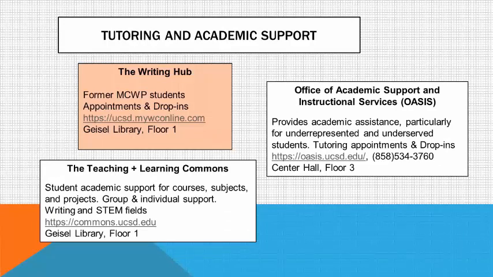Tutoring and academic support. We're very excited actually to be able to say that we have 3 different places for academic support and tutoring. First one, which is most applicable to us, is the Writing Hub. This is often manned by former Muir College Writing Program students. So if you get a tutor there, you can always see if a Muir Writing student was available. There is also the Office of Academic Support and Instructional Services, or OASIS. This provides academic assistance, particularly for underrepresented and underserved students. And they do have tutoring appointments and they have drop-ins.